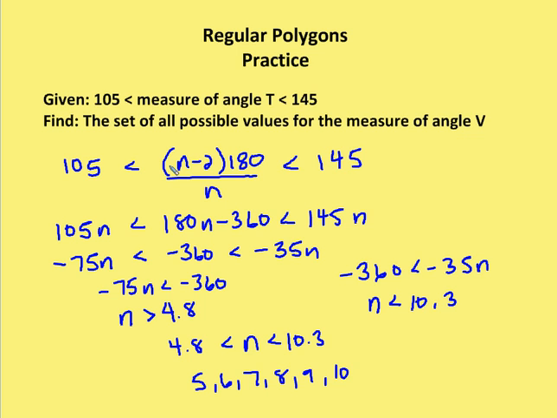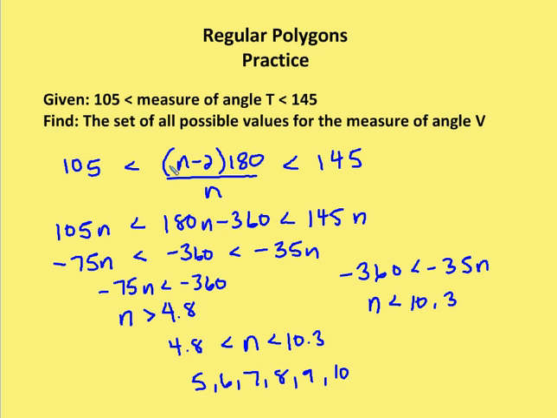Now I'm going to express this inequality. I'm going to multiply the left and right hand sides of the inequality by n, and also the center. So I have 105n is less than 180n minus 360, or n minus 2 times 180, which is less than 145n. Now I'm going to separate these into two separate inequalities, and I'm going to subtract 180n from the left-hand side of the inequality and also from the right-hand side. So I'm left with two inequalities.